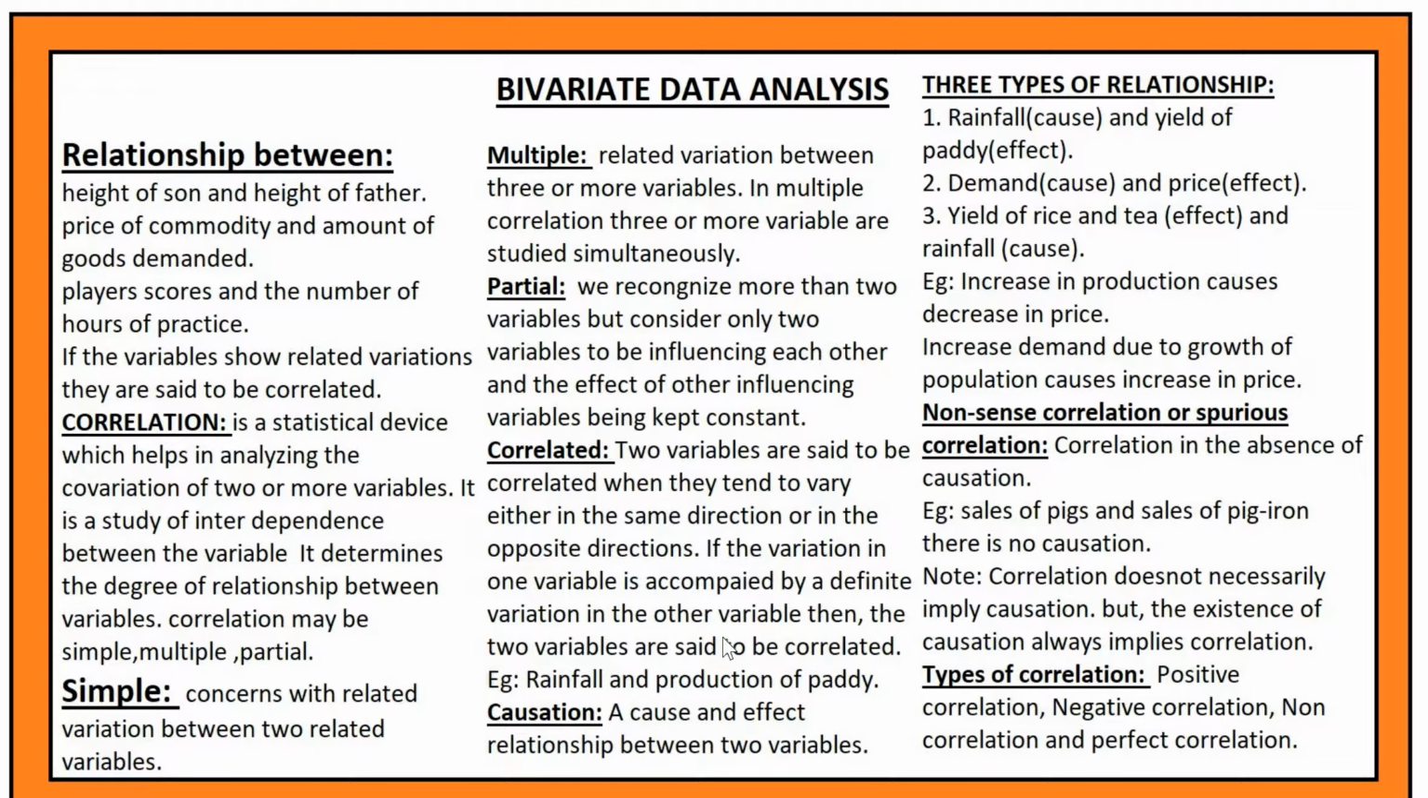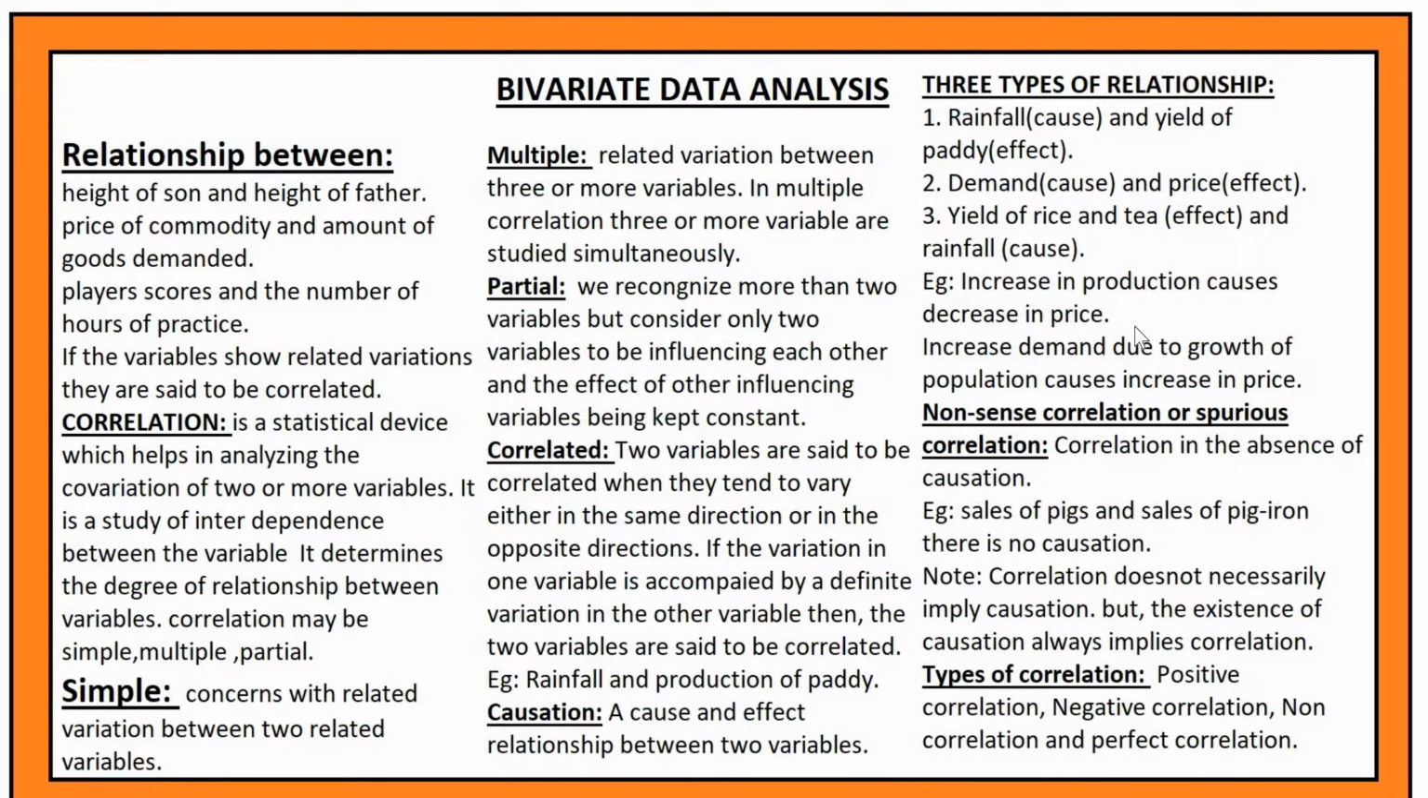So we have causation. A cause and effect relationship between two variables is called causation. So we have three types of relationship. For example, rainfall is the cause and yield of paddy is the effect. Demand is the cause and price is the effect. Yield of rice and tea are the effects. Again, here the cause is rainfall.